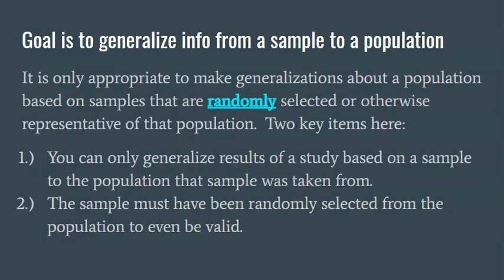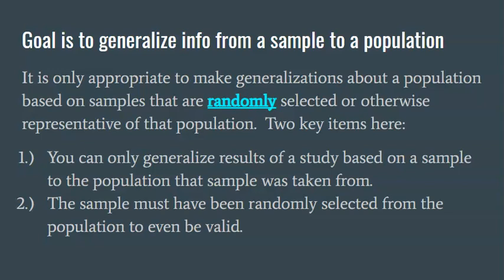All right. And the goal is always to generalize what we learn from a sample to our population, right? So it's only appropriate to make generalizations about a population based on samples that are randomly selected or otherwise representative of that population. So there's really kind of two key items here. You can only generalize the results of a study based on a sample to the population that the sample was taken from. And the sample must have been taken randomly if you want to be able to generalize to the population.